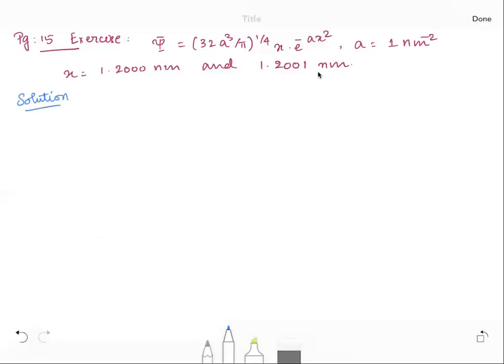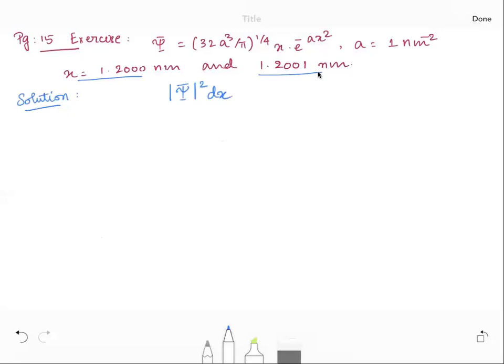In this problem, we are given a state function or a wave function, psi, and the parameter a is given as 1 nanometer to the power -2. We need to find the probability that the particle is found between x equals 1.2 nanometers and 1.2001 nanometers. The problem clearly tells us to treat this interval as infinitesimal, which simplifies our lives. The probability is computed as psi squared times the interval.